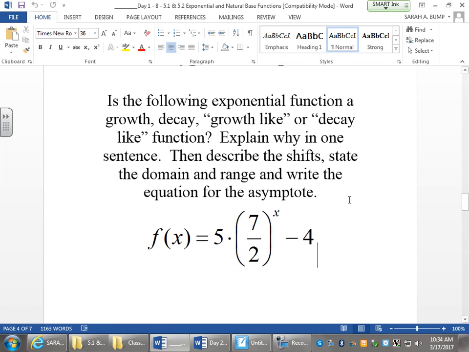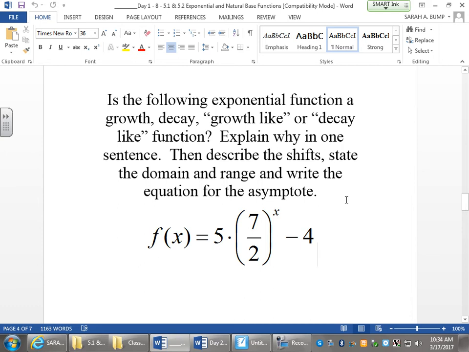All right, so as we look through this warm-up really quickly, what part did you guys look at to figure out if it was growth, decay, growth-like, or decay-like? Where should your eyes go in the equation? The B value, okay? So our B value right here is 7/2, and B is going to fall into two categories. It's either going to be between 0 and 1 or bigger than 1. So which one will it be for this problem?